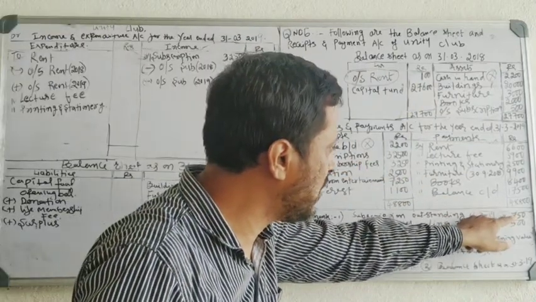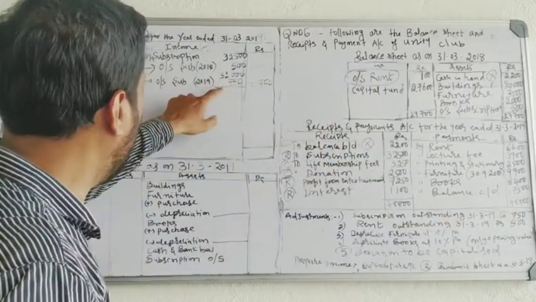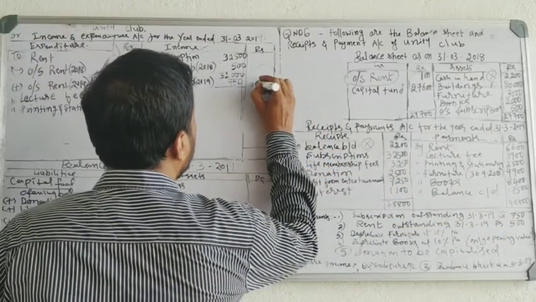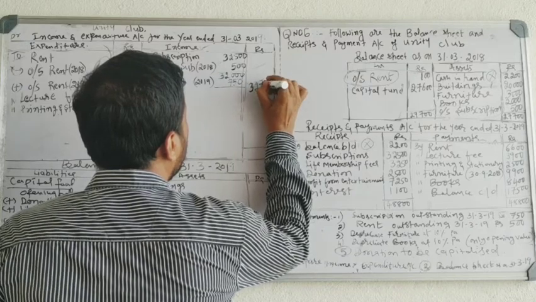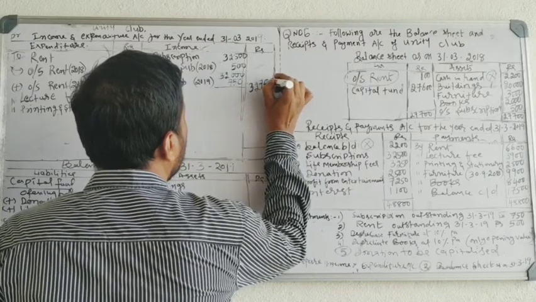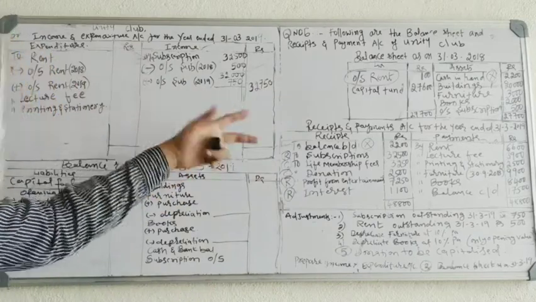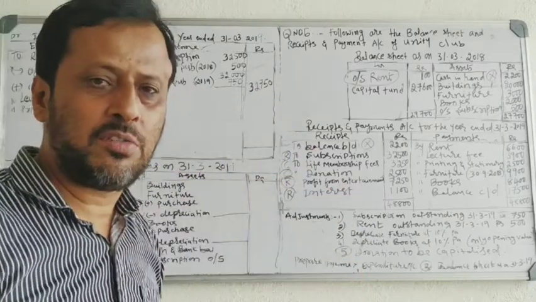Current year outstanding 750. Add 750. So it comes to 32,750. So subscription is over. There is no subscription received in advance in the problem.